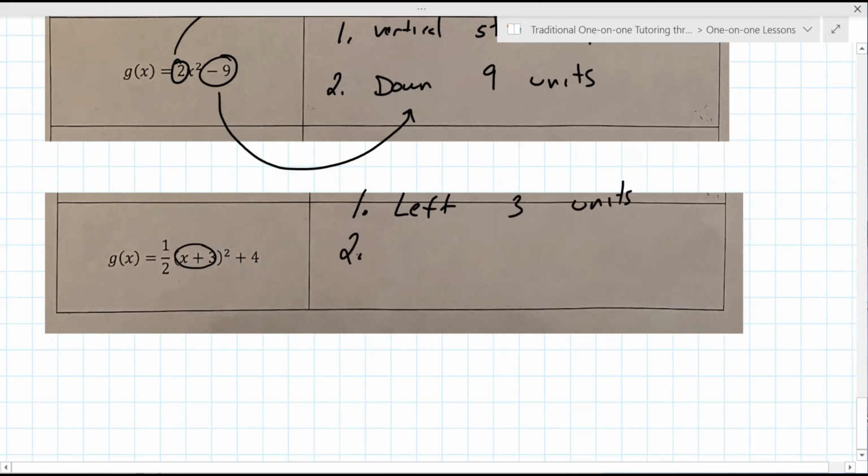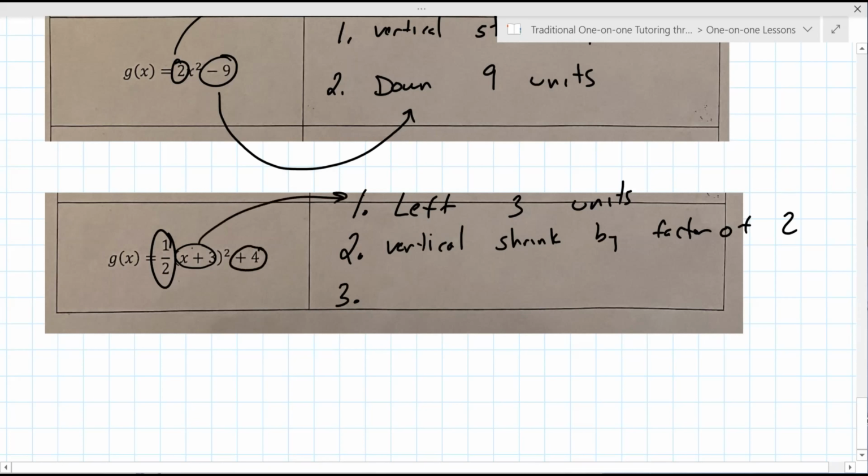Okay. The next one is this 1/2, and it's a vertical shrink by a factor of 2. Okay. And then what does this plus 4 do? It goes up 4 units. Up 4 units. Yep.